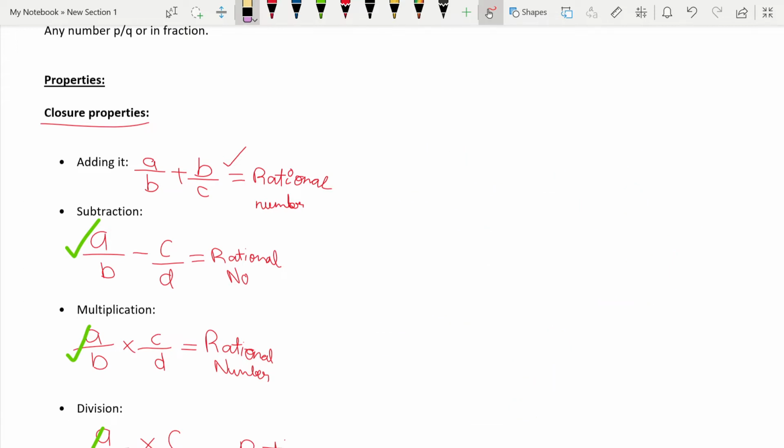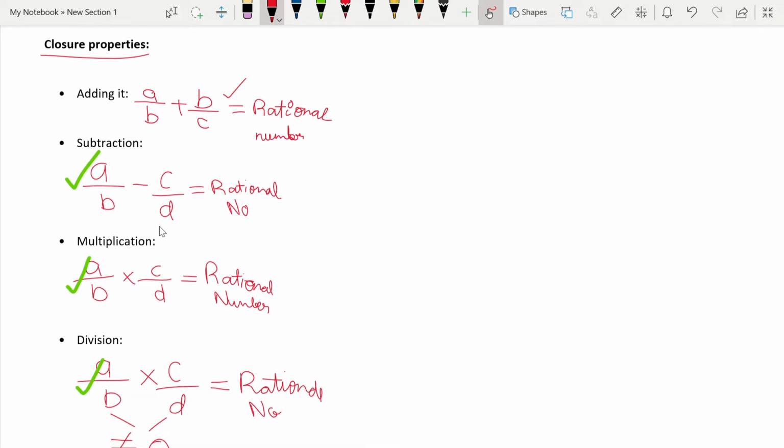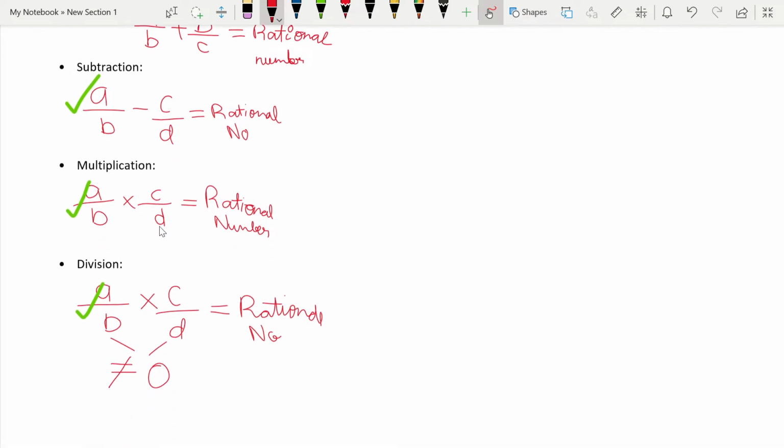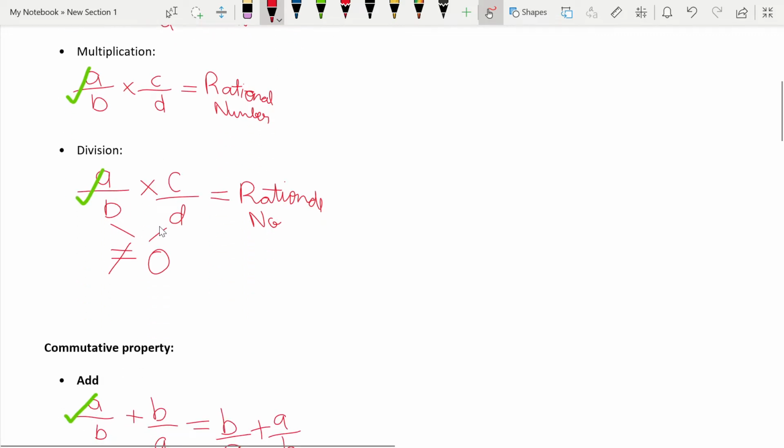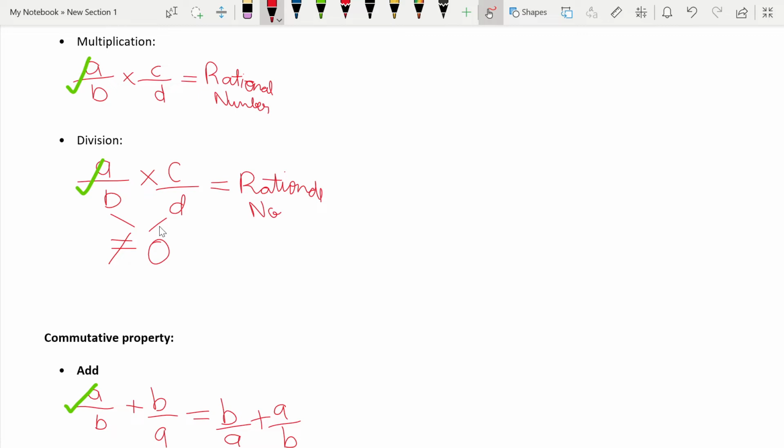Let's do this. Okay. Subtraction. In subtraction, it's going to be a by b minus c by d. It will equal a rational number, so it's right. Multiplication will be a by b times c by d. It will equal a rational number, so it's correct. Division will be kind of correct because a by b divided by c by d will equal a rational number if b or d is not equal to 0. So b or d does not have to be 0, otherwise it will be infinite or something like that.